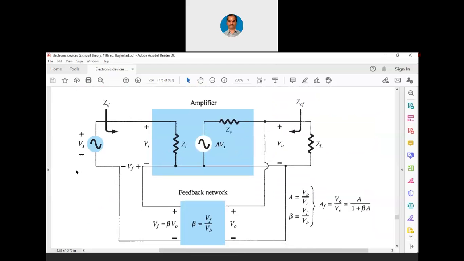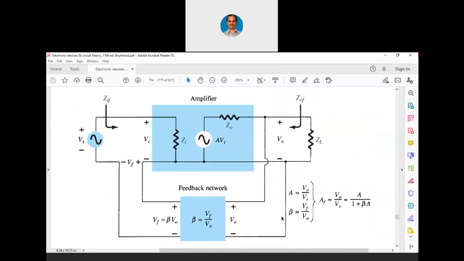Now you can see this network. This is the voltage series feedback network, where we have already derived Af equals A by 1 plus beta into A, or Af equals A by 1 plus A beta, where A beta is called the loop gain. And you can see this Zif is the input impedance with feedback, Zof is the output impedance with feedback. Based on this particular pictorial depiction only, we have derived the expression for input impedance.